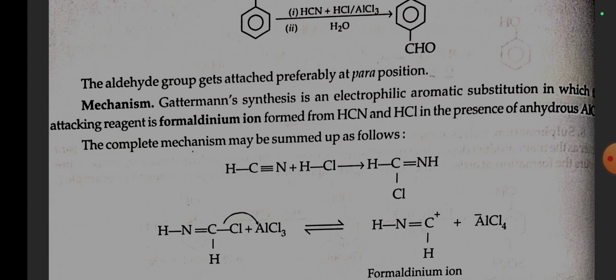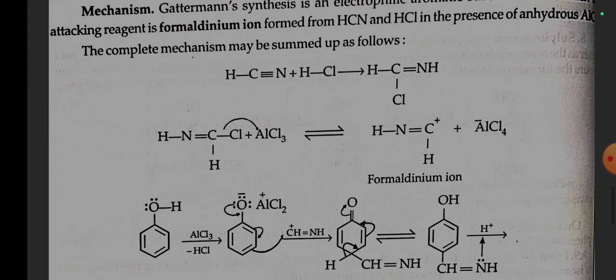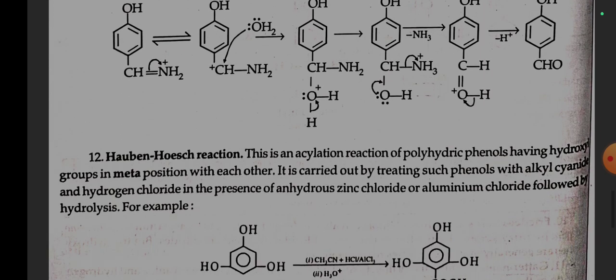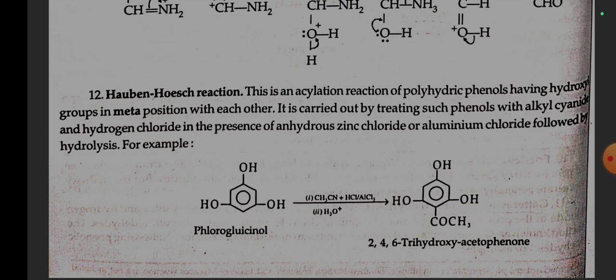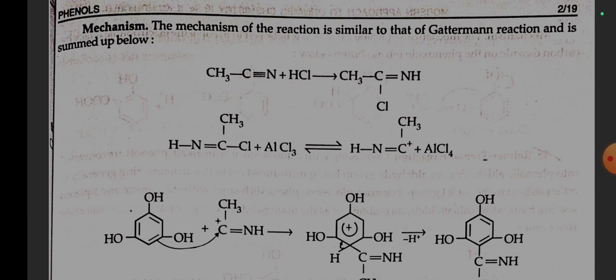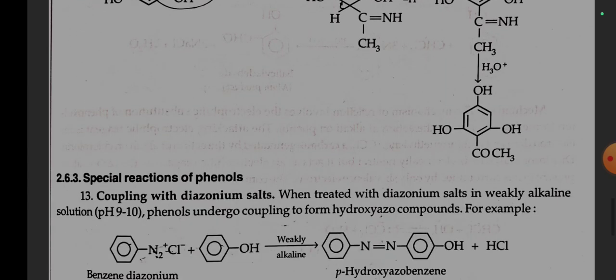Mechanism. Gattermann synthesis is an electrophilic aromatic substitution in which the attacking reagent is the formaldiminium ion formed from HCN and HCl in the presence of anhydrous AlCl3. The complete mechanism may be summed up as follows. 12. Houben-Hoesch reaction. This is an acylation reaction of polyhydric phenols having hydroxyl groups in meta position with each other. It is carried out by treating such phenols with alkyl cyanide and hydrogen chloride in the presence of anhydrous zinc chloride or aluminium chloride, followed by hydrolysis. For example, the mechanism of the reaction is similar to that of the Gattermann reaction and is summed up below.